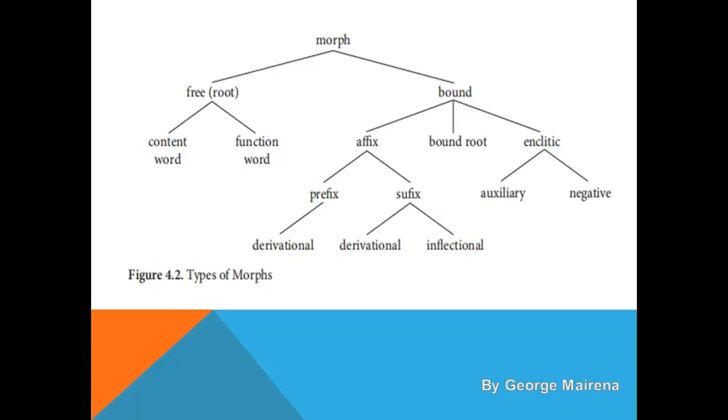So we have two types of morph. The free morphs that it's related to the root. And when we have the bound morph, that it's related more to the complexity, right? So complex sentence. In the free morph, we have the content word and the function word. I mean, the meaning and the category. But when we have the bound morph, we have the affix. This could be prefix or suffix. And you need to identify if the prefix is derivational and the suffix, it can be inflectional or derivational, right? Then we have the bound root, I mean the root of the word, and then we have the enclitic.